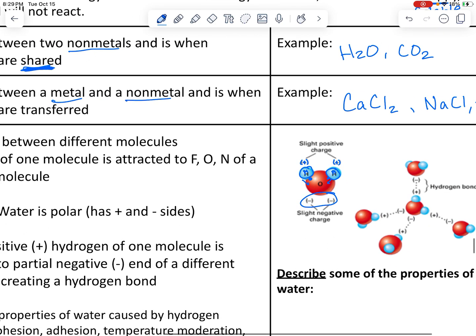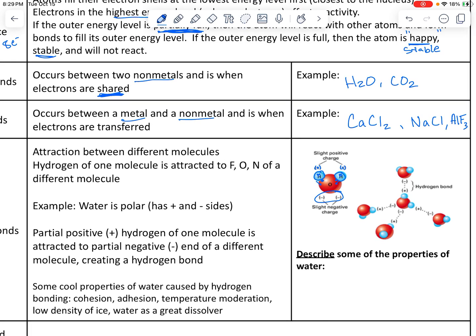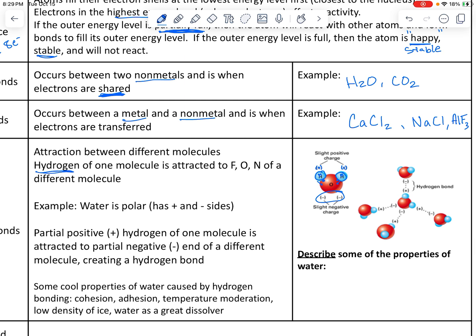When you have this situation, and this happens really easily in water, you basically get what's called a hydrogen bond. Now, it's an attraction between different molecules. The hydrogen of one molecule is attracted to either fluorine, oxygen, or nitrogen. It's those three. It has to be those three setups in order to get a hydrogen bond with a different molecule. So, for example, methane, CH4, would not have hydrogen bonding because that's not fluorine, oxygen, or nitrogen. Okay, so H2O is really the one that we look at.